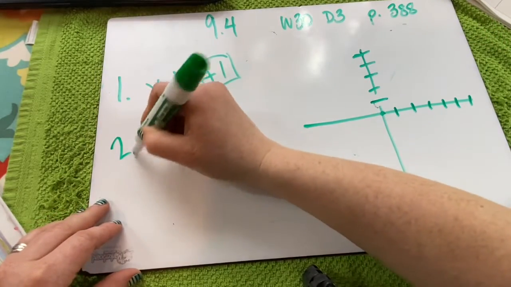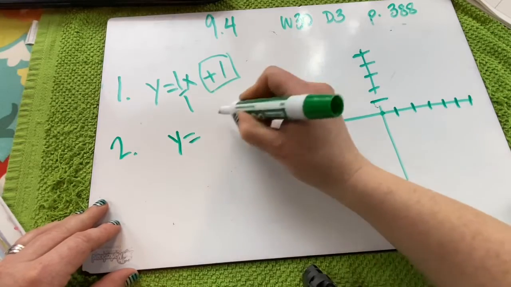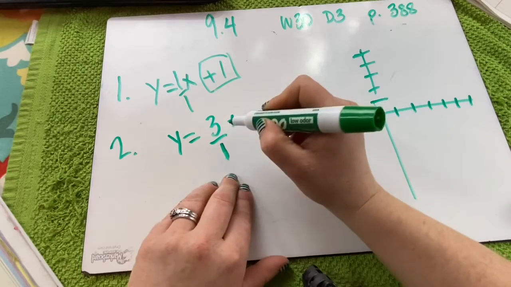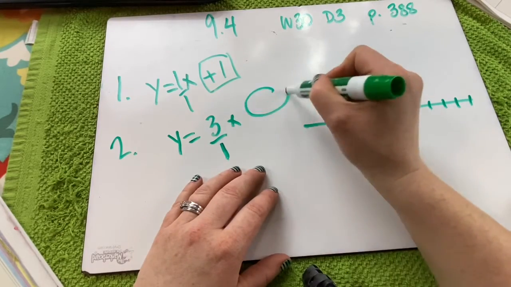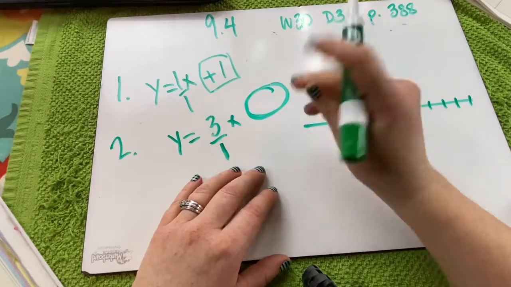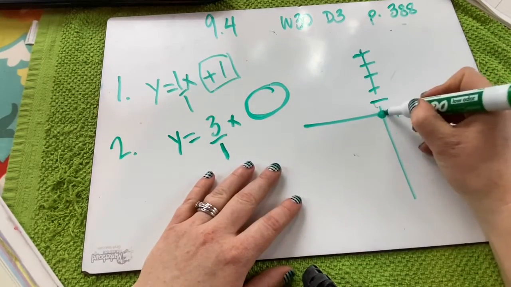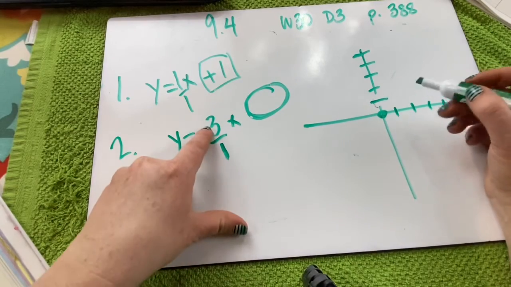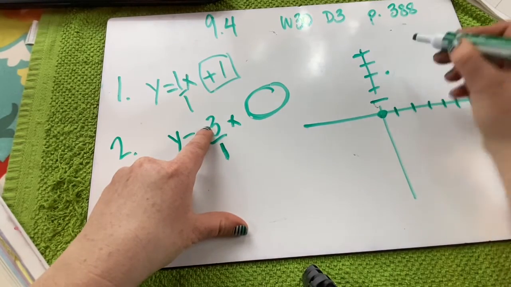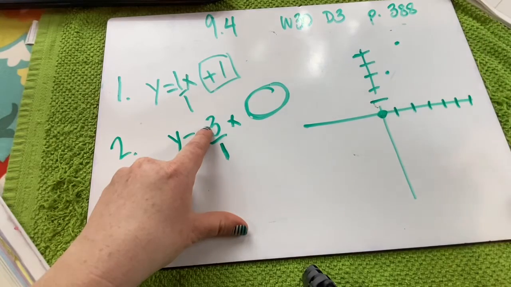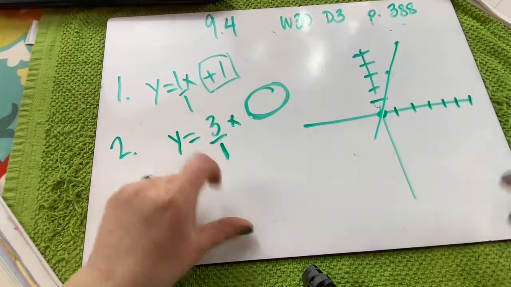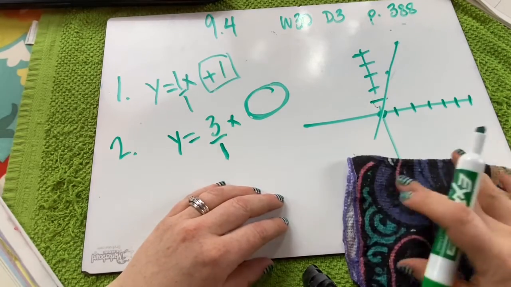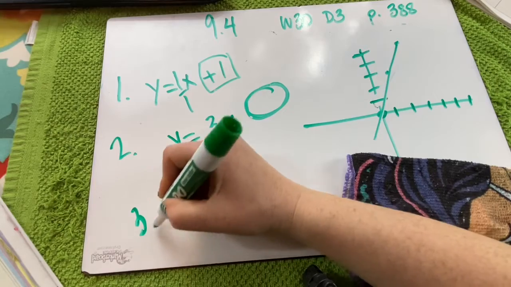Okay, number 2 says y equals 3x. So put that over 1 or make it into a fraction. Now, is there anything right here that I can start with? No, there's nothing right here. So that means that I start at 0. So now I go up 3, 1, 2, 3 over 1. Up 3 over 1. Okay, so we got that, like that. Up 3 over 1, up 3 over 1.